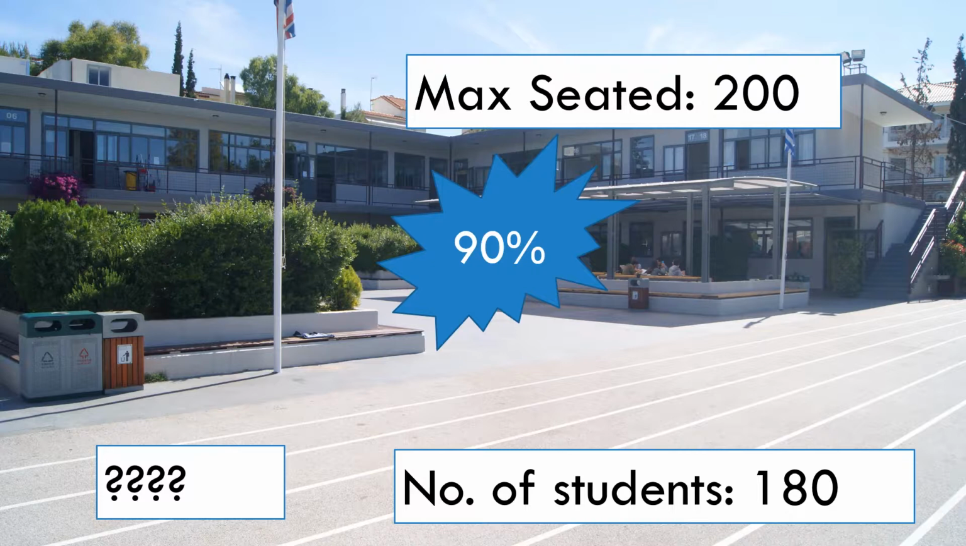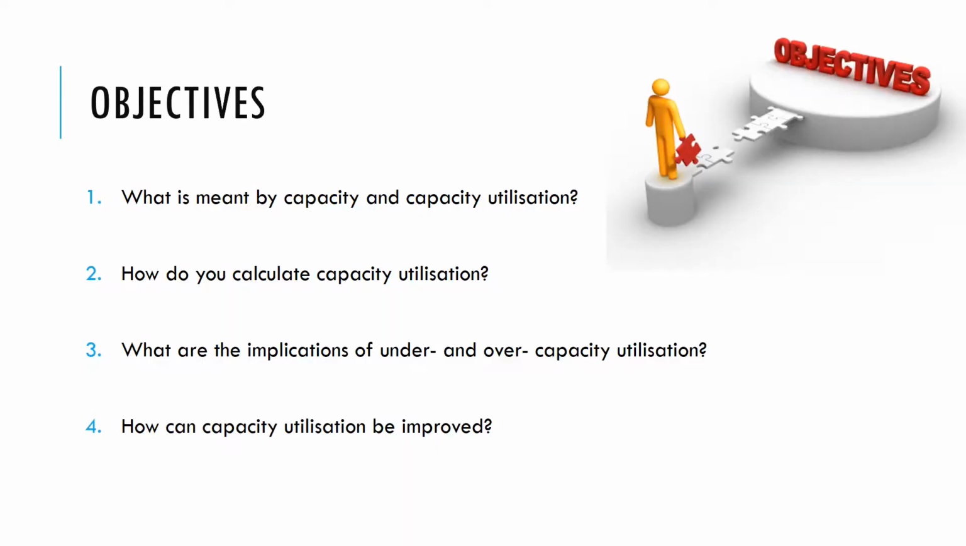Would that be good for the canteen or bad for the canteen? Depends on your point of view. And that's what we're going to look at in this video today. We're going to look at what is meant by capacity and capacity utilisation for a business. There are some calculations involved, then we're going to look at the implications of under and over capacity utilisation and how capacity utilisation can be improved.